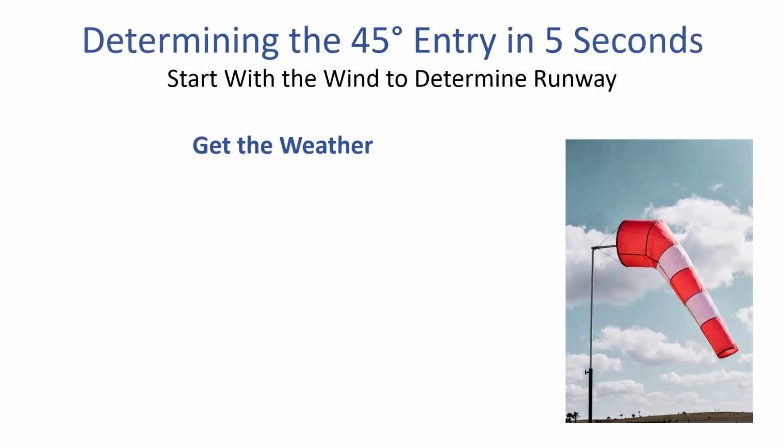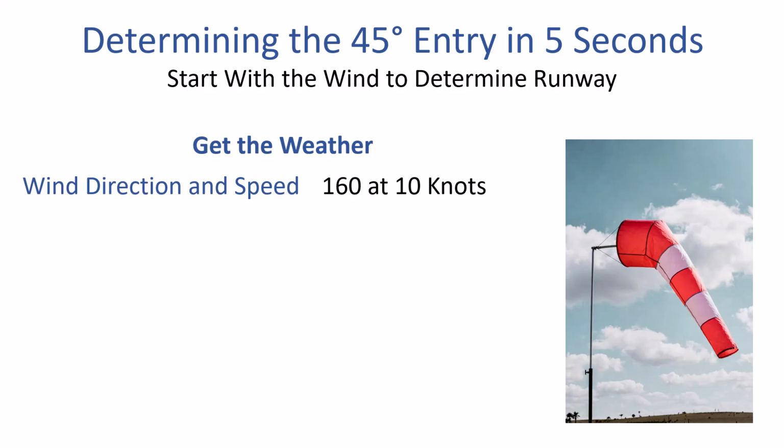So determining the 45 entry in 5 seconds starts with getting the weather, obviously, because we need to know the wind direction and speed to determine the runway. Even when people know the wind direction and speed, sometimes they get the runways mixed up, which one is which. So I'm going to clarify that a little bit. In this example, the winds are 160 at 10 knots. We have 2 runway choices, 8 and 26.